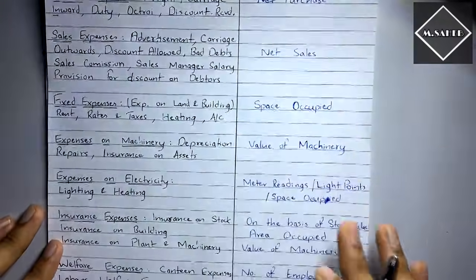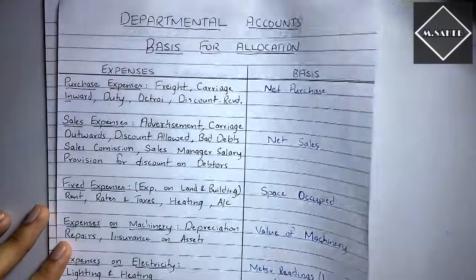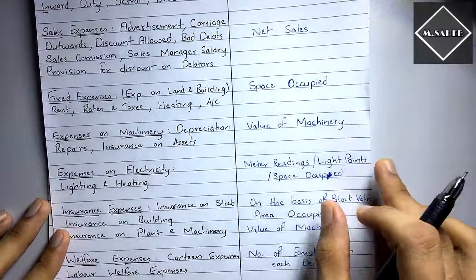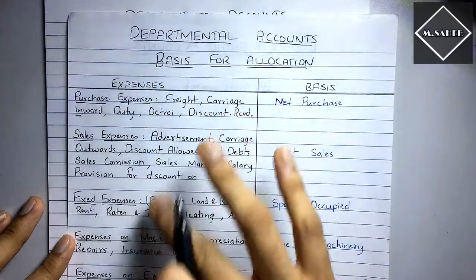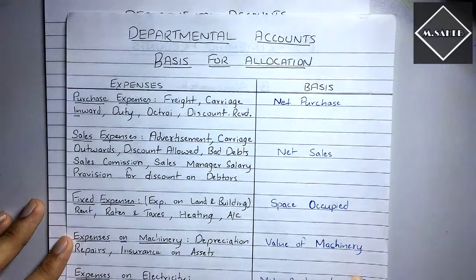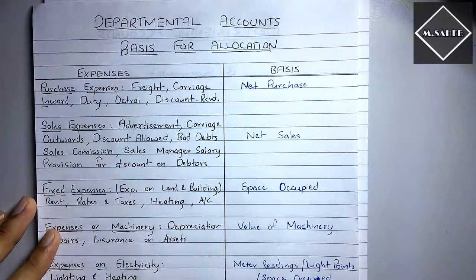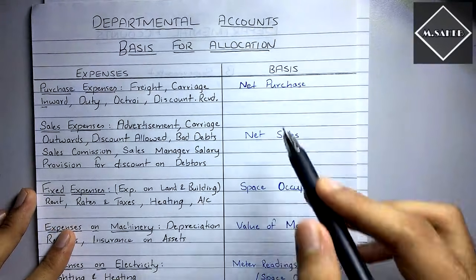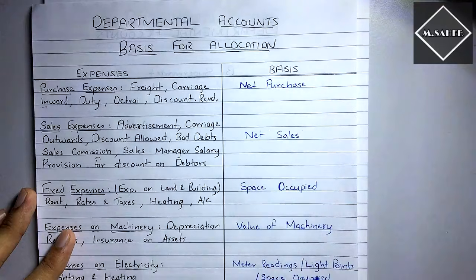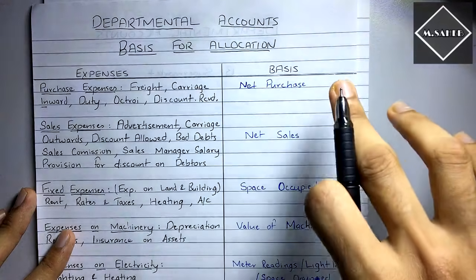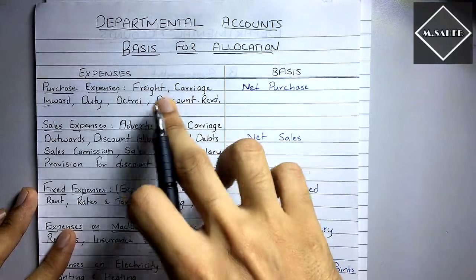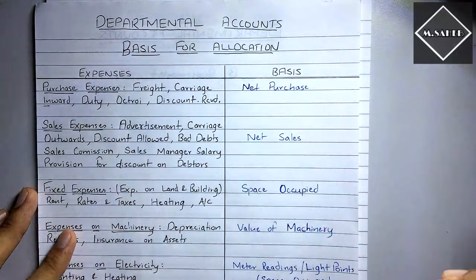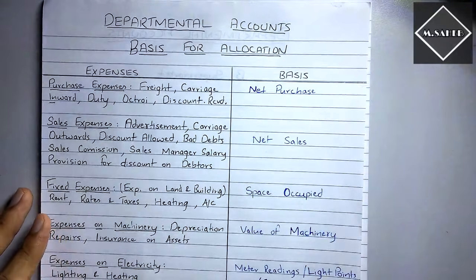In every book there is the list. Okay, in your books also there will be this list. So here in this list you can see the expenses on the left side and the basis on the right side. See, all the expenses will be allocated with the help of these bases. Okay, different bases. We will calculate the ratios of each of these bases, and based on those ratios we will divide these expenses among various departments. Okay, we will see that in the next video when we do the problems.